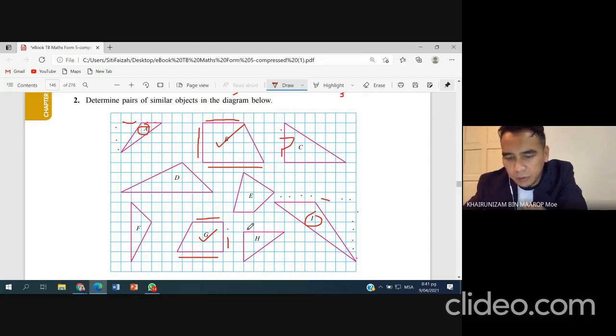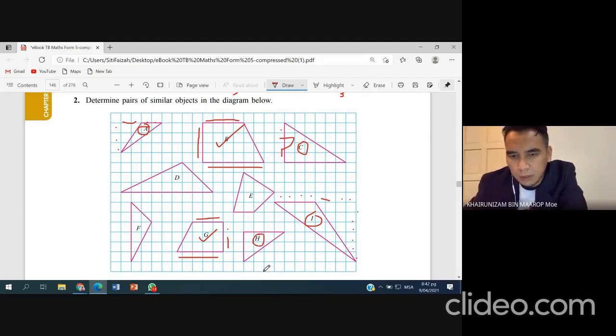Okay, not similar. If you count this one, 1, 2, 3, 4, 5, 6, 7. 1, 2, 3, 4, 5, 6. Okay, this is 4, 6. 1, 2, 3, 4. 1, 2, 3. 3 over 4. I think this one is similar.